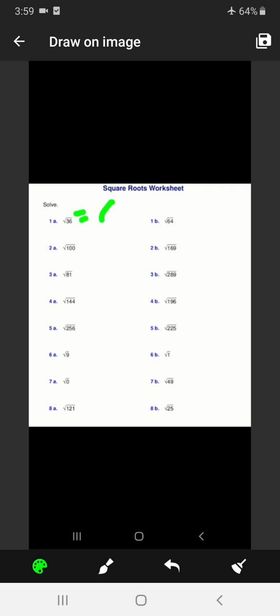Students, you have already studied the squares of numbers and you've learned them from 1 to 30. So let's just recall the square roots. Square root 36 is 6. Square root 64 is 8. So let's quickly now do them.